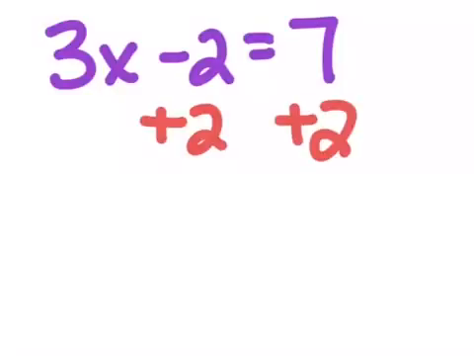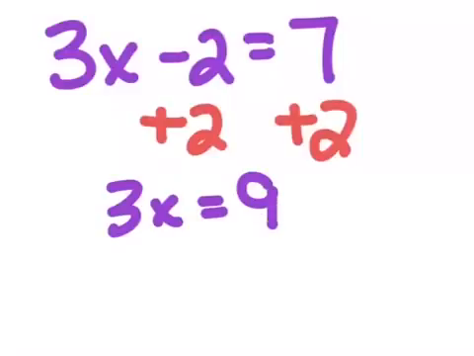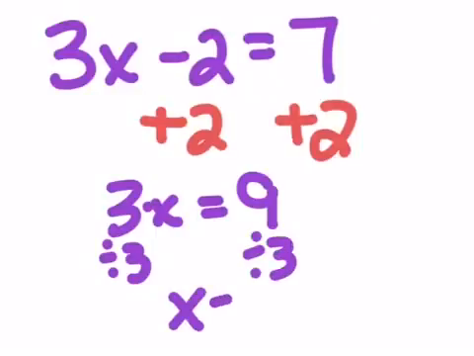All right, where did you get stuck? Well, it's subtracting 2, so the opposite is to add 2. And then what I have left is 3x equals 9. This is 3 times x, so I'm going to divide by 3. And what I'm left with is x equals 3. All right, practice on your paper.